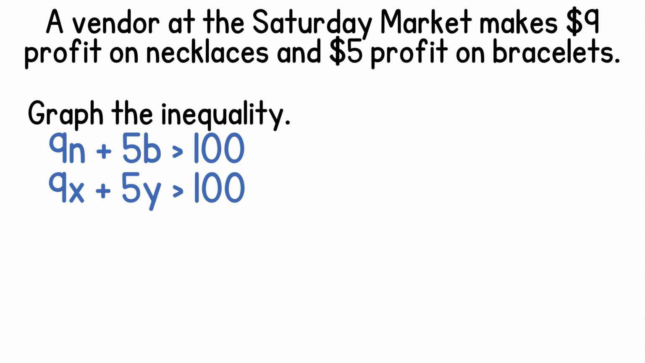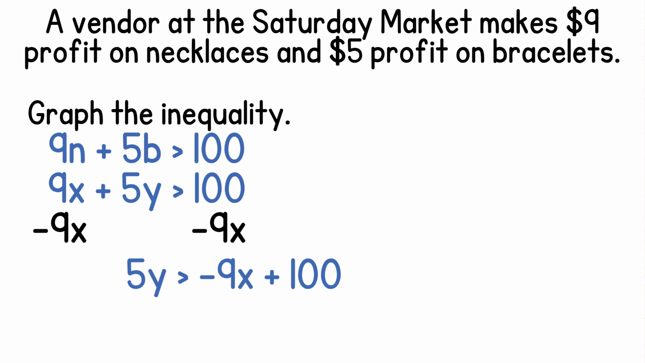Now we need to get this in slope-intercept form so we can see the y-intercept and the slope. We'll start by subtracting the 9x term from each side. This gives us 5y is greater than negative 9x plus 100. Now we'll divide by that coefficient of 5, and we get y is greater than negative 9/5 x plus 20.